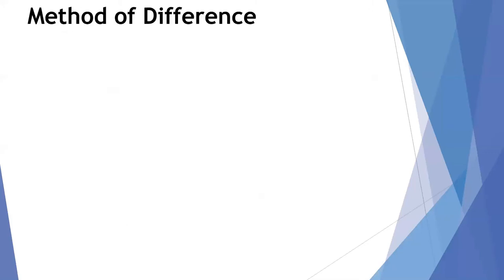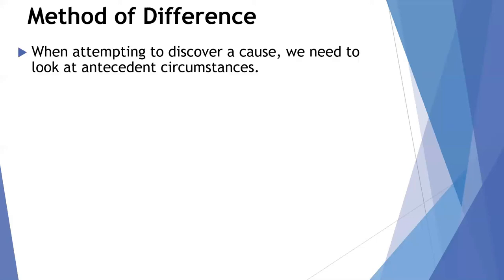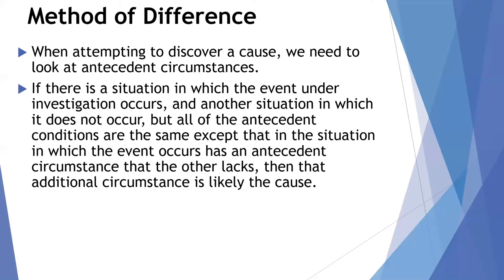The second method of finding a cause is the method of difference. When we attempt to discover a cause, of course, we need to look at the antecedent circumstances, just like we did with the method of agreement. But with the method of difference, we're considering if there's a situation in which the event under investigation occurs, and we have a different situation in which it does not occur, and we look at all the antecedent conditions and they're the same, except in the situation in which the event, the effect under consideration occurs, has an antecedent circumstance that the other situation lacks, then that additional circumstance is likely the cause.